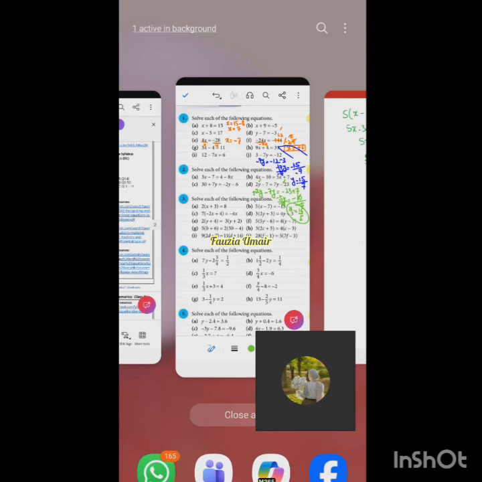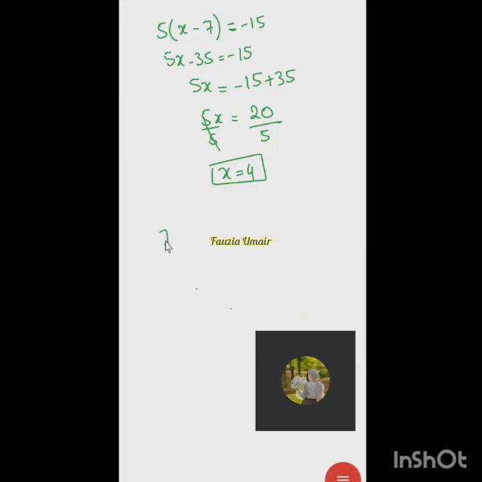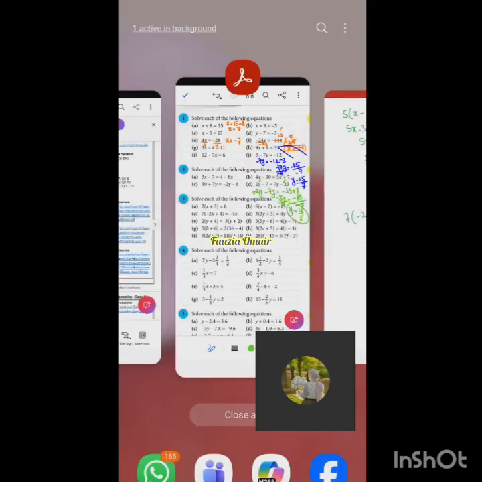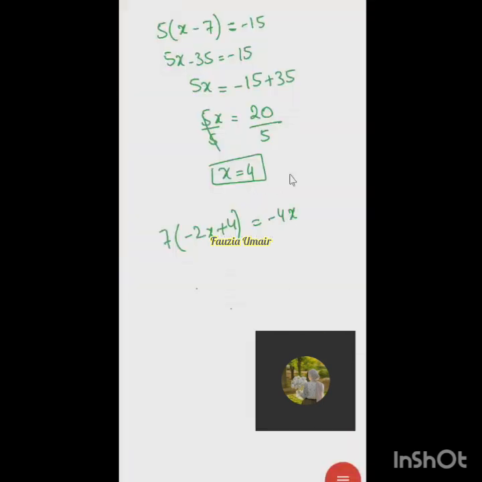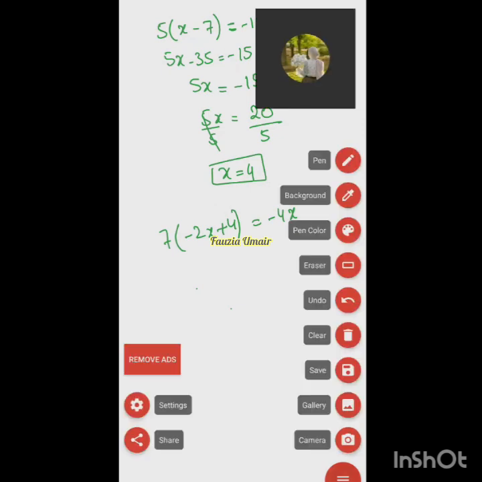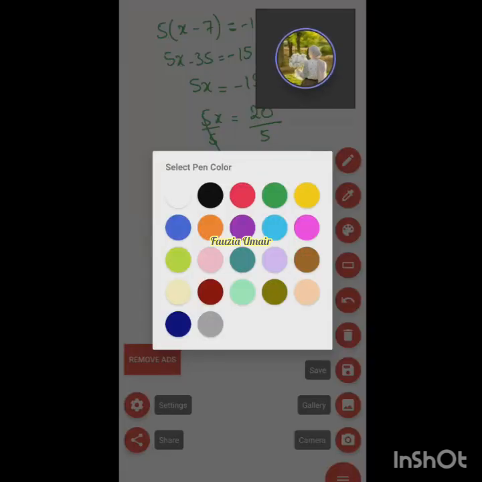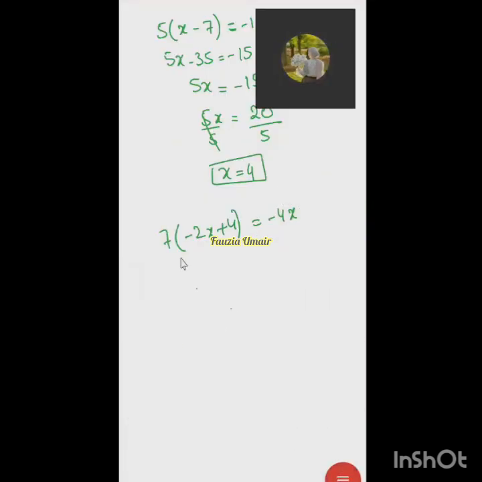Now moving on to, let's say, the C part. 7 into minus 2x plus 4 is equal to minus 4x. So now what to do? What should be the first step? Expand the bracket, open the bracket. So what will this be? Minus 14x plus 28 is equal to minus 4x.